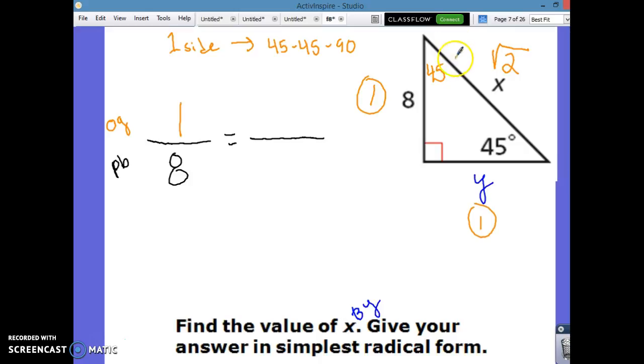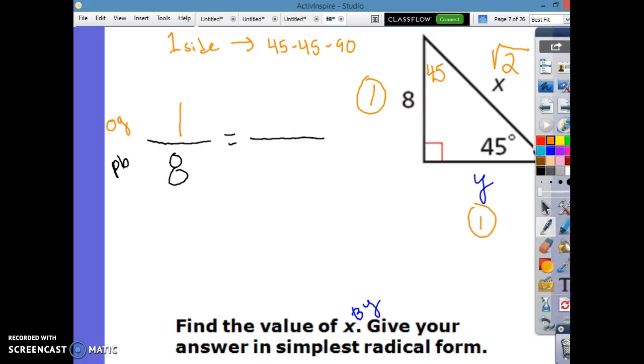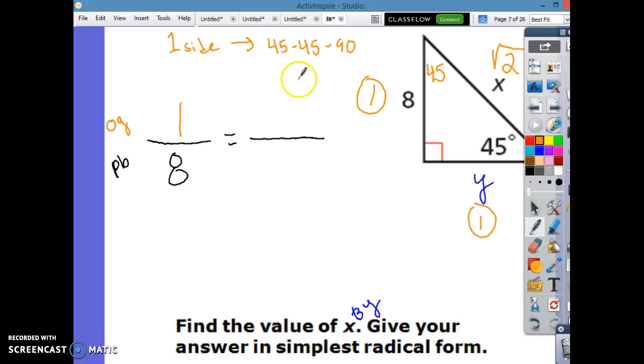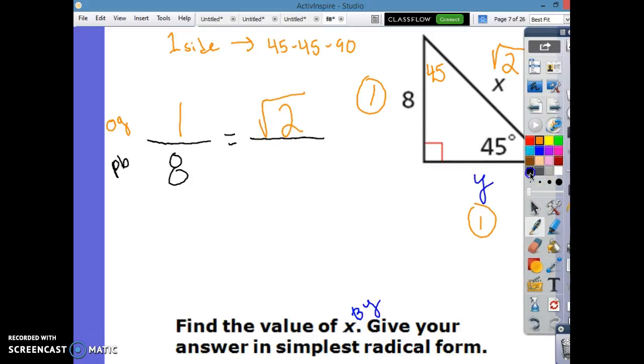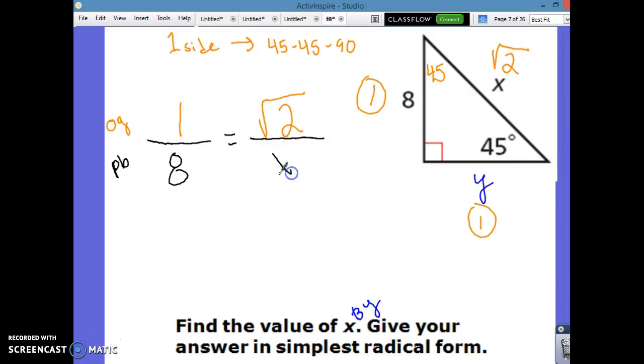Now, which variable would you guys like to solve for? We have a choice now. X sounds good to me. So, Malik, do you think you can help me set up this side of the proportion? Sure. Square root of 2. And what goes on the bottom? X or 1? X. Notice these are grouped together.